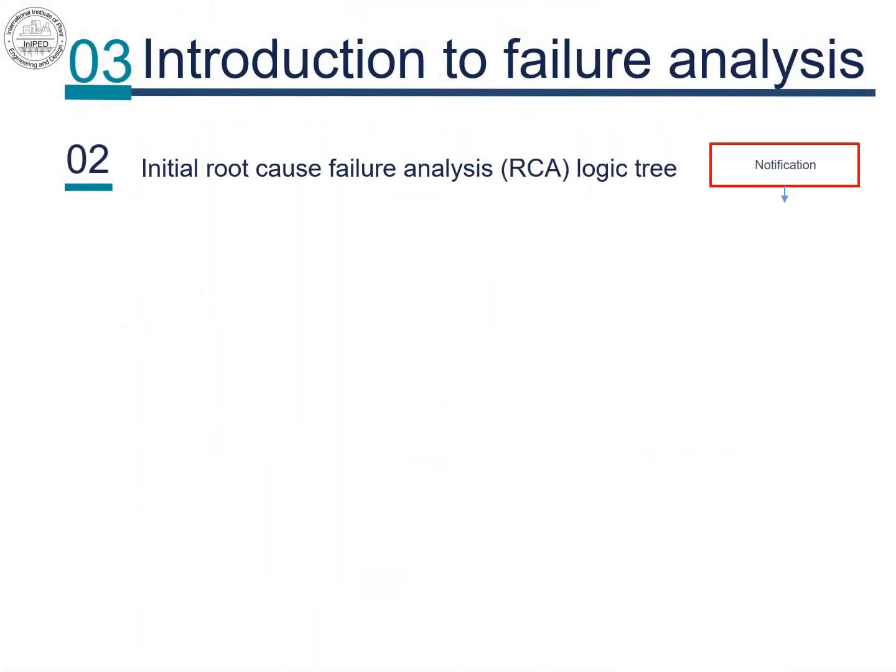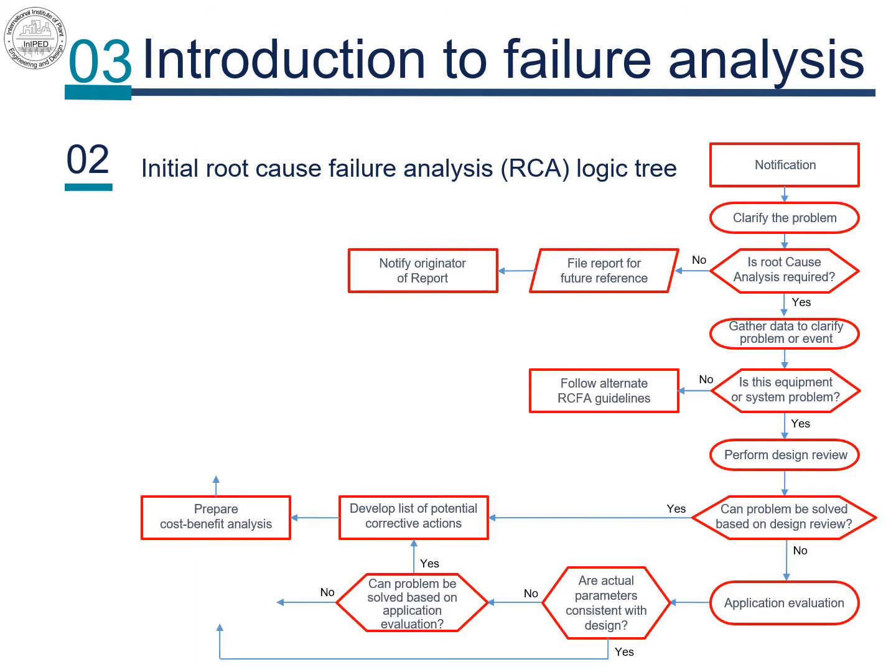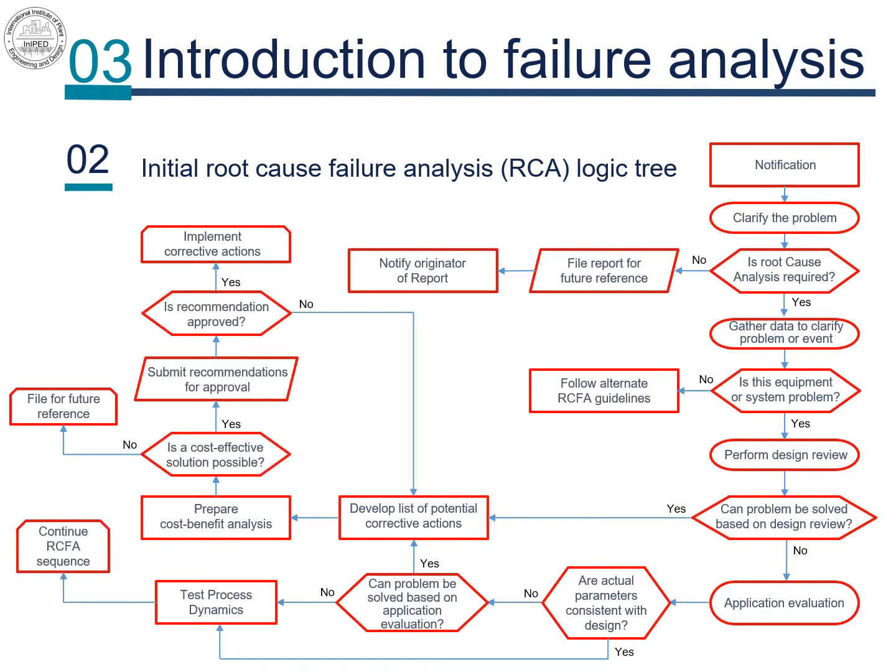Now that the event has been clarified, the root cause analysis logic tree follows as shown. If the root cause analysis is not required, the report is filed and the originator notified. However, if the root cause analysis is required, data should be gathered to clarify the problem or the event. And if this is an equipment or system problem, continue with following the root cause failure analysis guidelines. If not, the design is first to be checked through performing a design review.